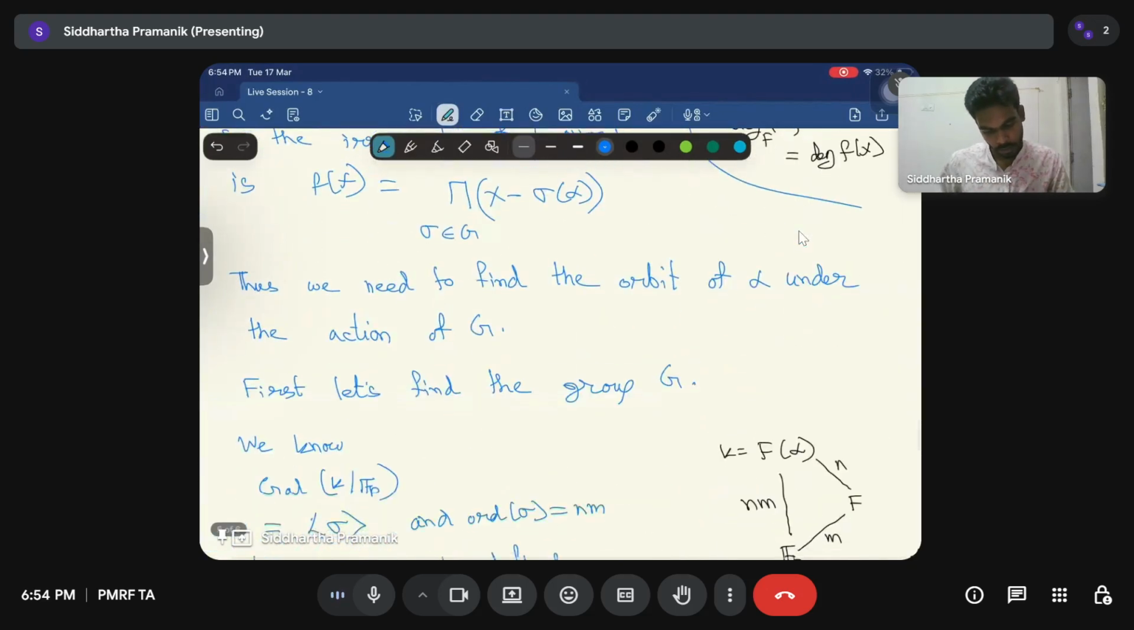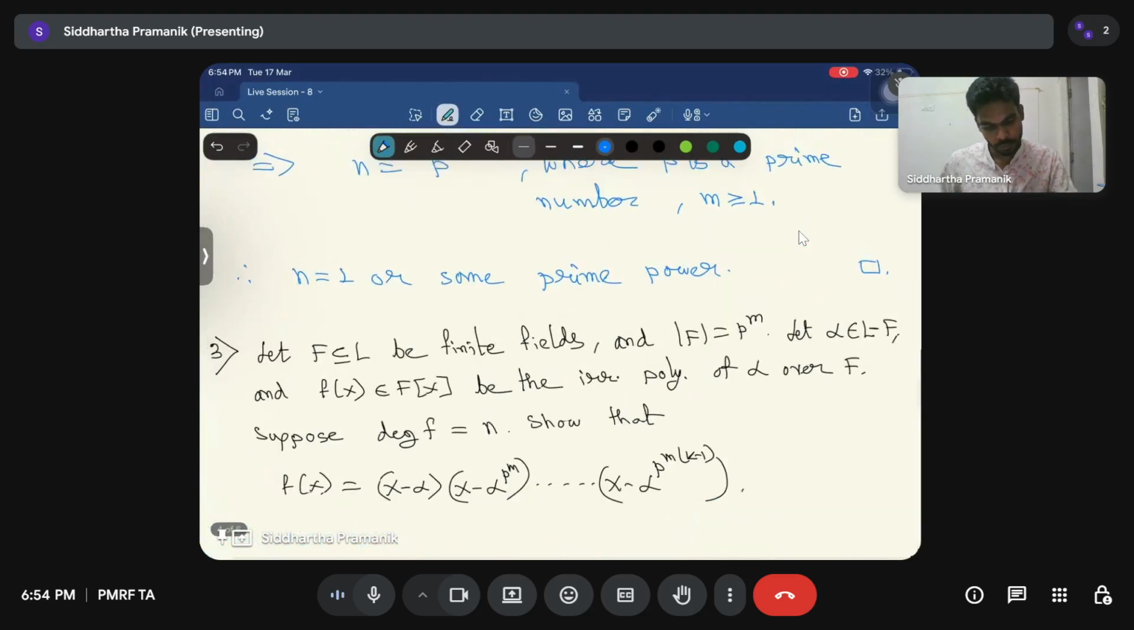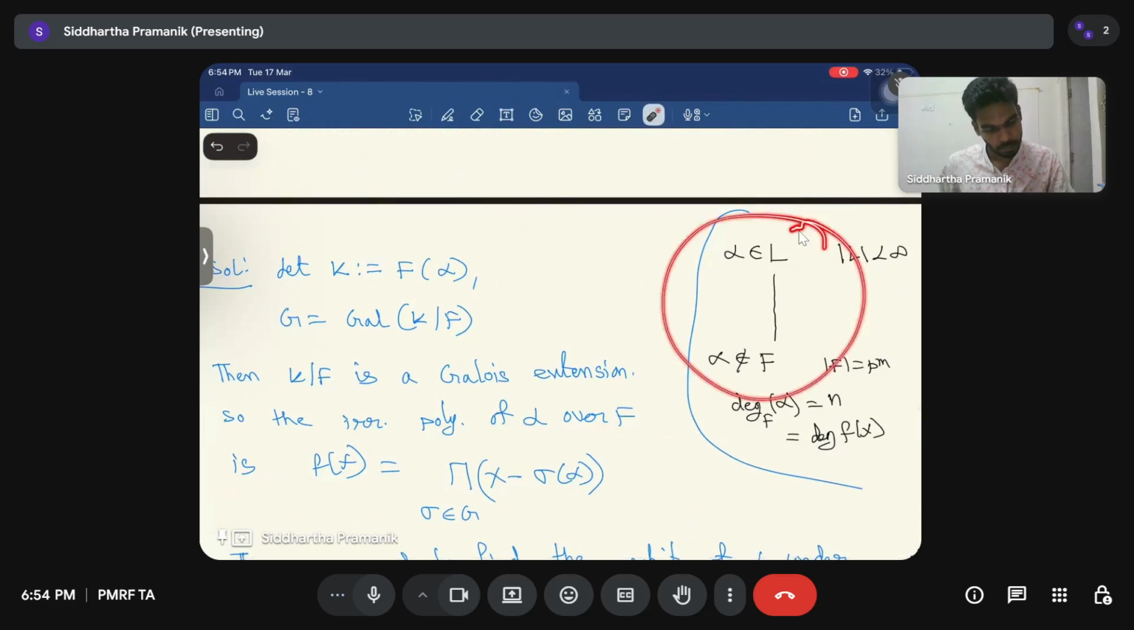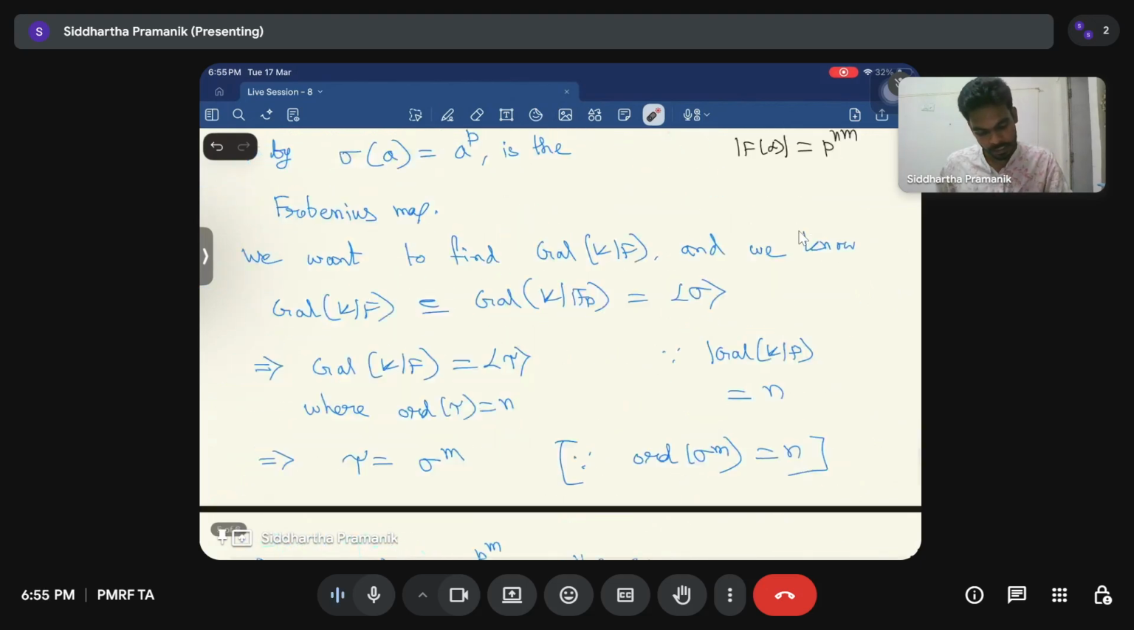Okay, so L over F is a finite field. We are taking alpha belongs to L but not in F. So we want to find the irreducible polynomial of alpha. That is the thing.